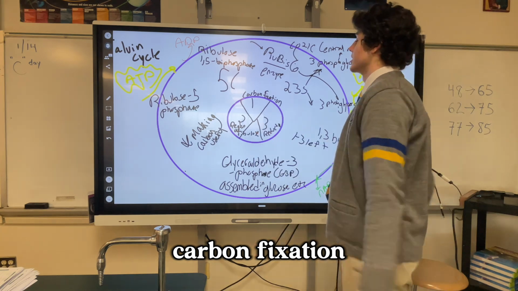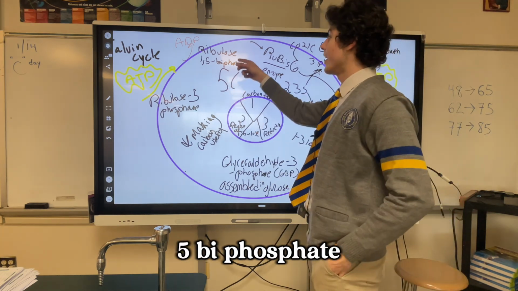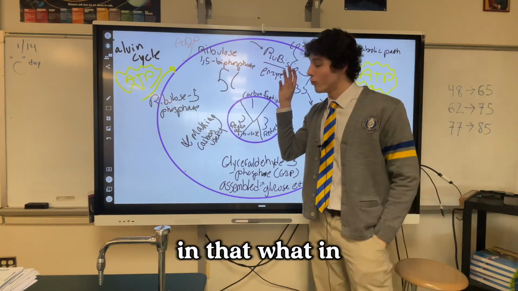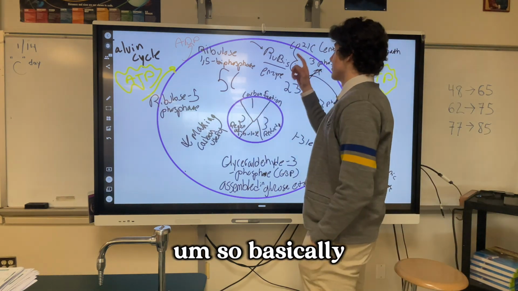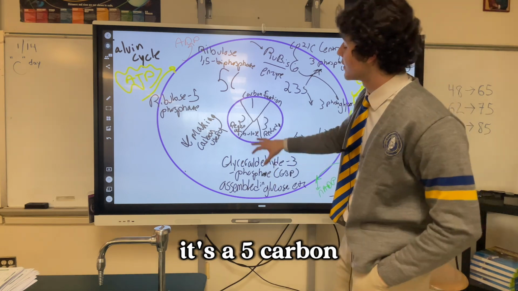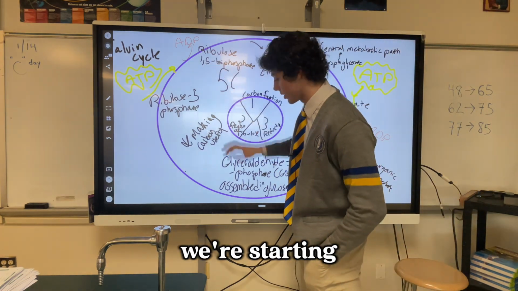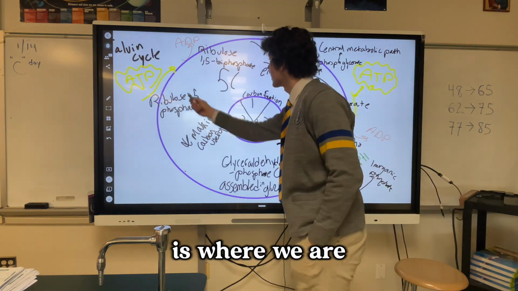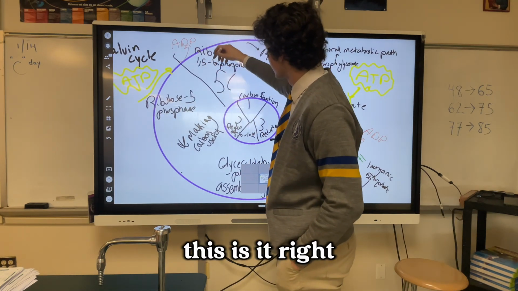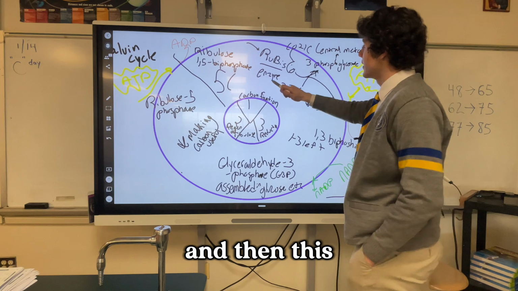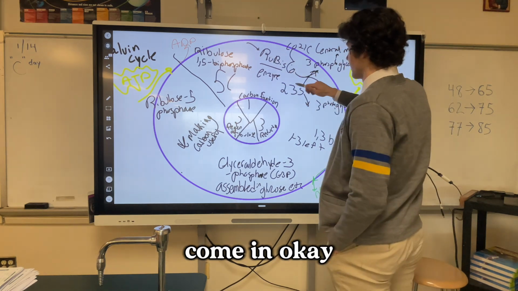So carbon fixation, you have this ribulose 1,5-bisphosphate. What in the heavens is that? I could not tell you. Luckily, I can tell you. So basically, all you want to know here is that it's a 5-carbon. So this is where we're starting. This is where we are starting. We have a 5-carbon. And then this rubisco is going to come in, okay?